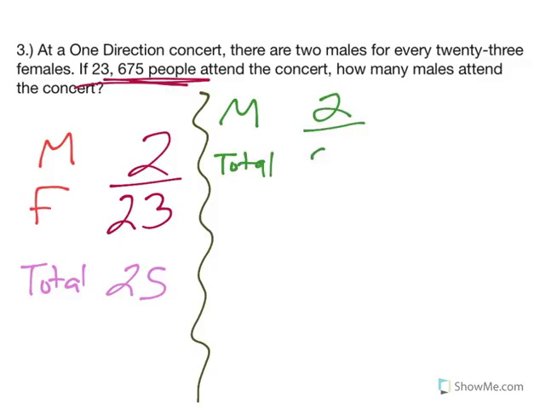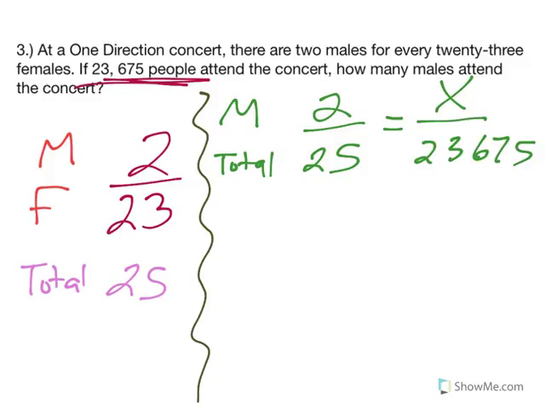So 2 males to 25 total means how many males to 23,675. Right, so the information they gave us at the very beginning didn't help us directly, but it led us to the information we needed.